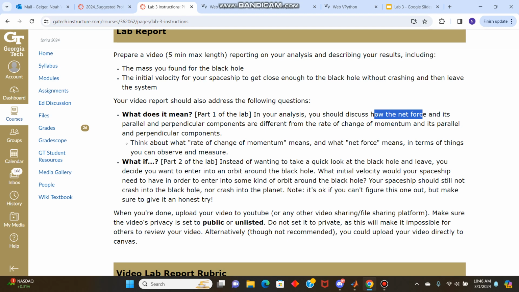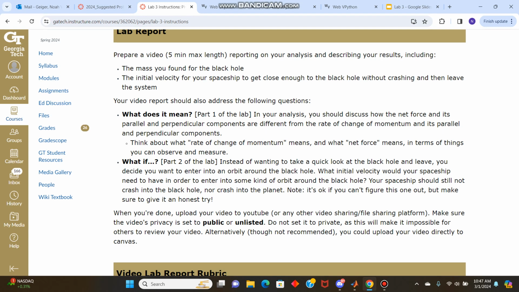How is the net force and its parallel and perpendicular components different from the rate of change of momentum and its parallel and perpendicular components? Momentum is mass times velocity, whereas net force perp is more the acceleration going inward, and F net parallel is the velocity tangent to the circular motion. So they're just different, right? And of course, F net is the combination of those two. They're not exactly the same thing, but they can be used to determine anything you need to know.